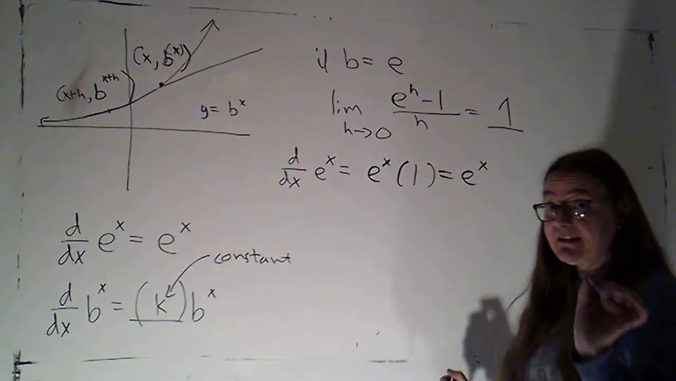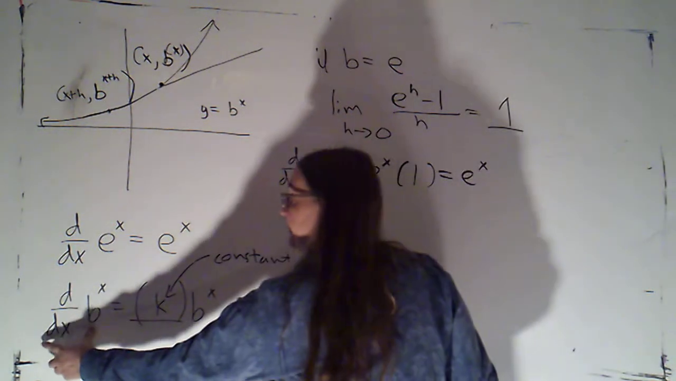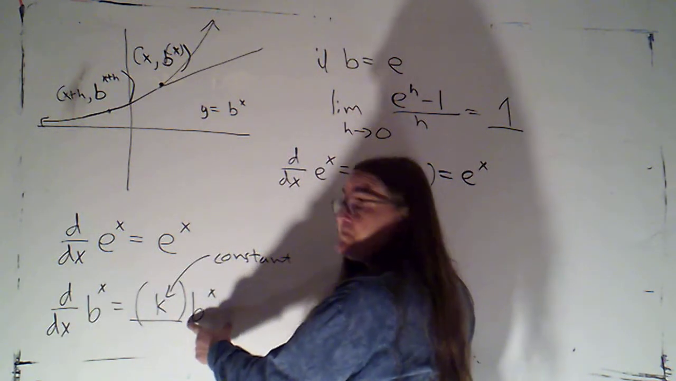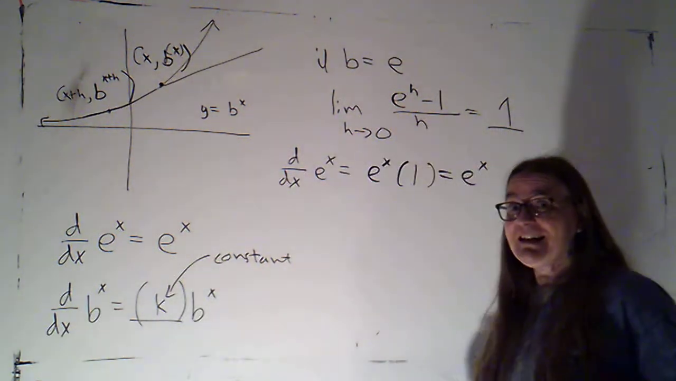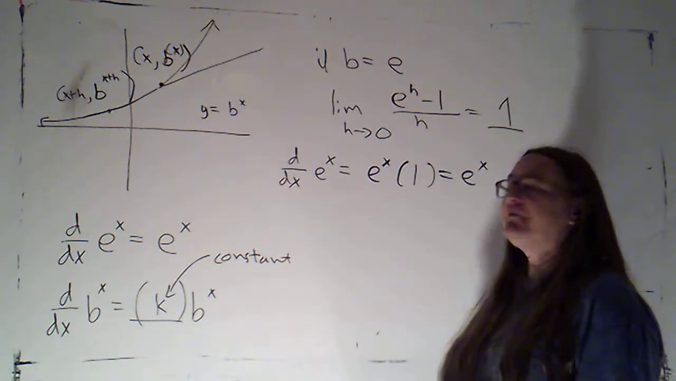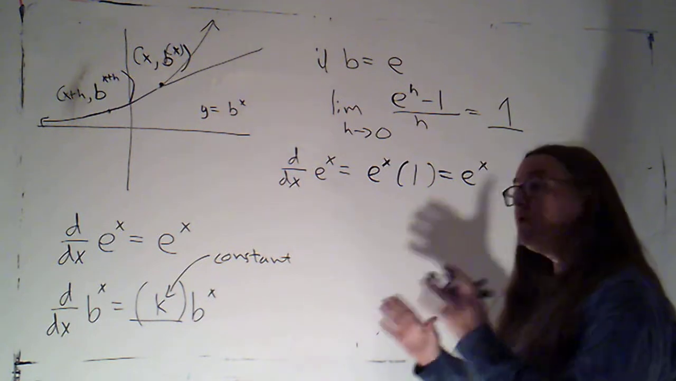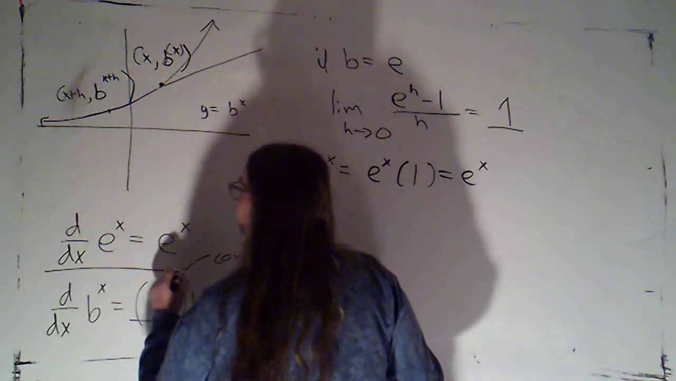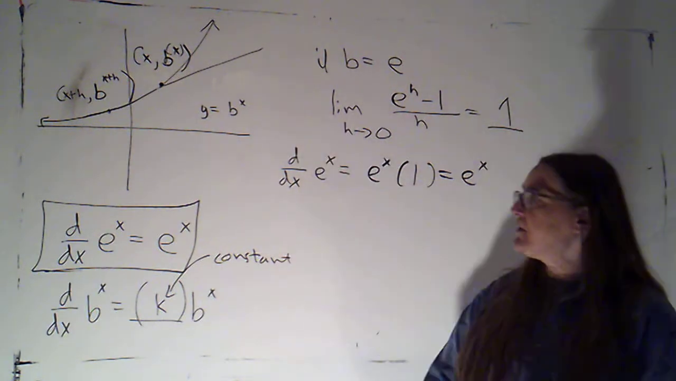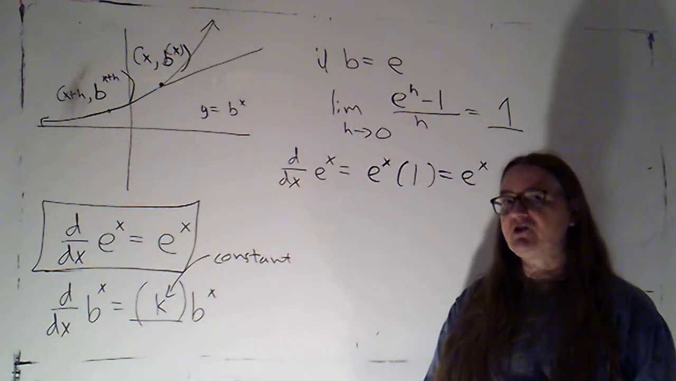I'm going to tell you that yes, it's true that the derivative of any exponential function is a constant multiple of that exponential function. What that constant is, we will be able to figure out ourselves in a few more sections. So the new thing that we're adding to our list of rules this section is that the derivative of e to the x is just e to the x.